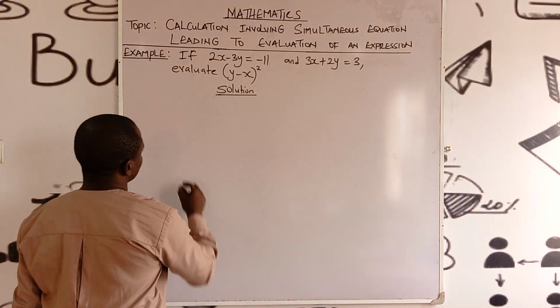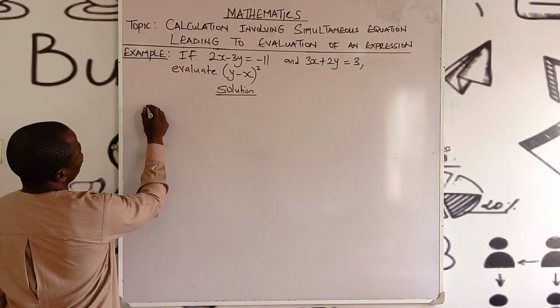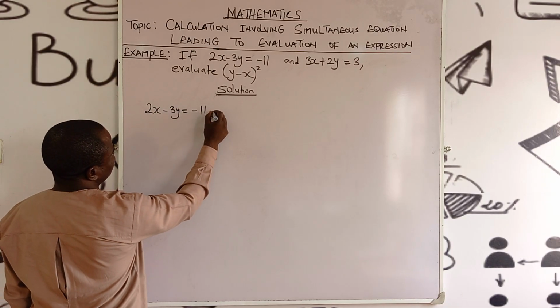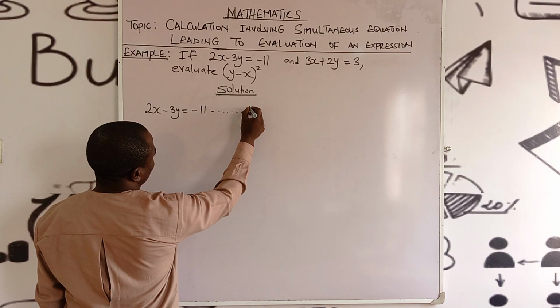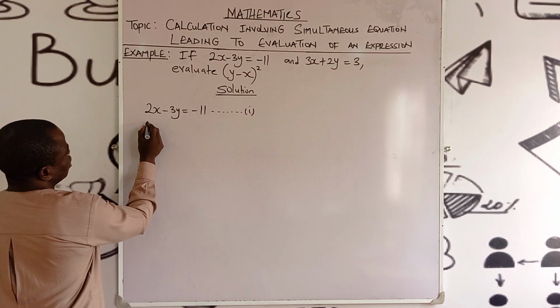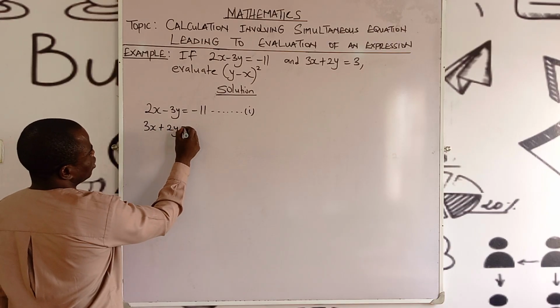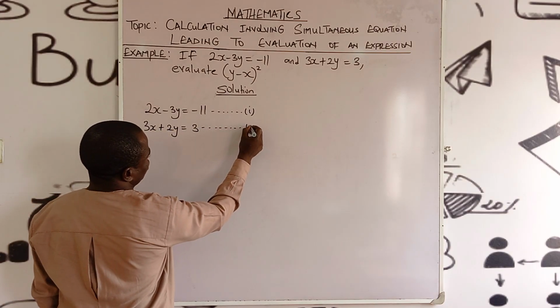Now let's go to the question. The first equation goes as 2x minus 3y equals minus 11. That's equation 1. Second equation, 3x plus 2y equals 3, equation 2.